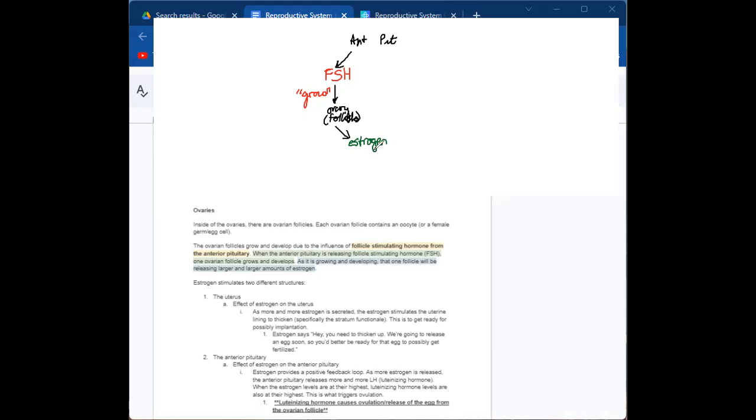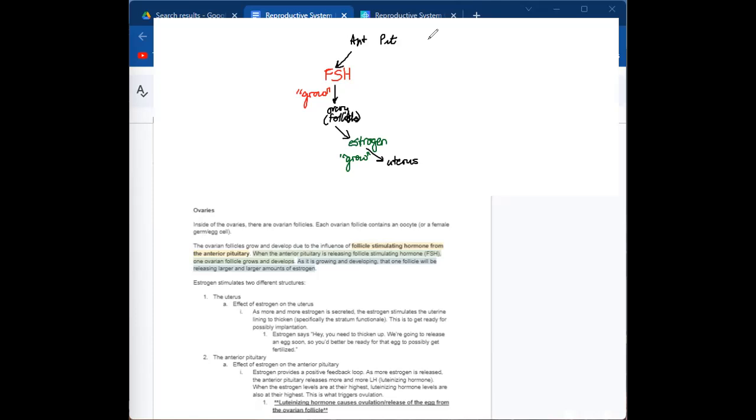And then the estrogen is going to go to the uterus. The estrogen's message to the uterus is also basically grow, get thicker, because the egg is going to be released soon and we need a nice place for the egg to land. So it's the job of the uterus to get thicker and grow to prepare for the egg getting ready to implant.